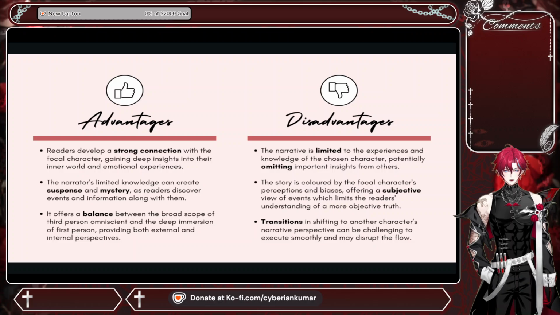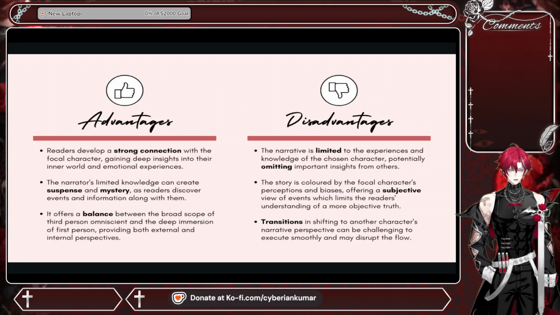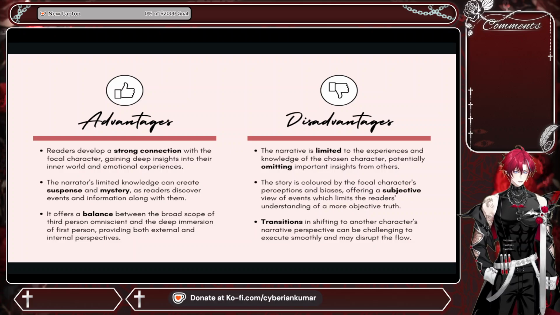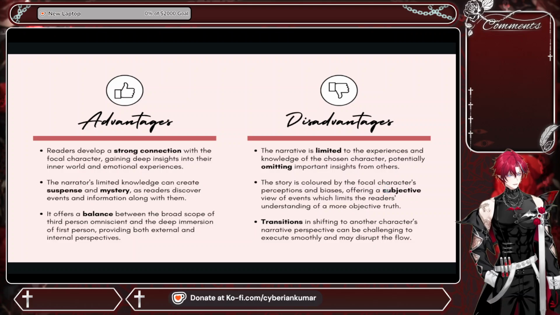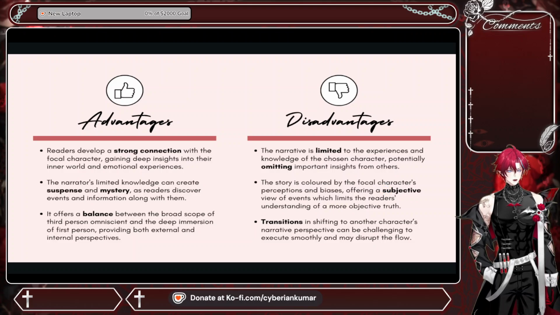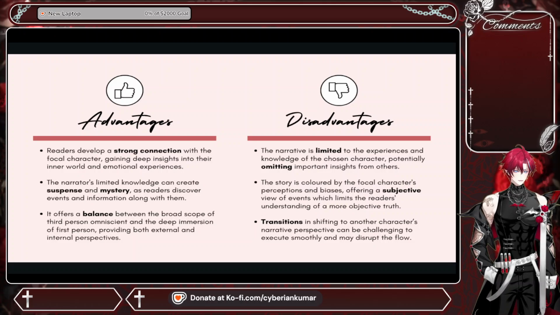Now, the second disadvantage is that the story is colored by the focal character's perception and biases. So again, the story is basically biased by whatever character you choose for the time being, for that scene or for that place. Whatever character you choose to portray a story from, the story is biased by the perceptions of what that character feels. So it offers a subjective feeling of all the events, which limits the reader in understanding what the objective truth of it is, right? So this is the limitation.